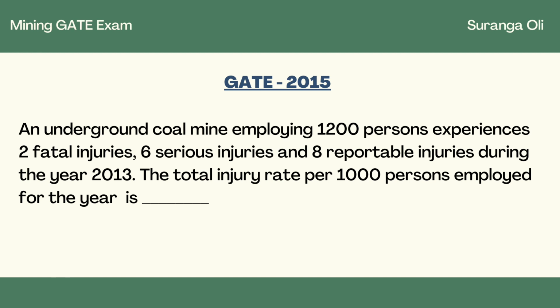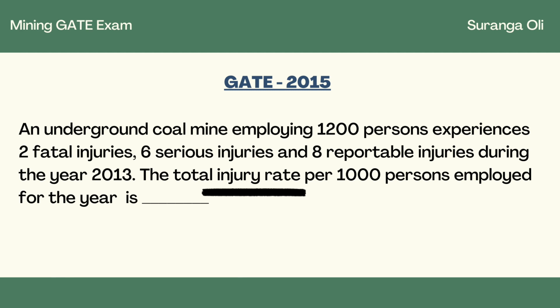It is one of the simple questions. An underground coal mine employing 1200 persons experienced 2 fatal injuries, 6 serious injuries and 8 reportable injuries during the year 2013. They are asking what is the total injury rate per 1000 person employed for the year.